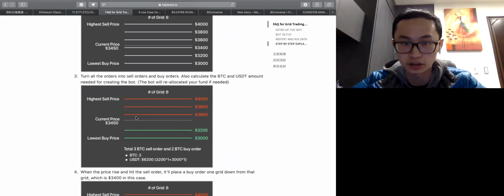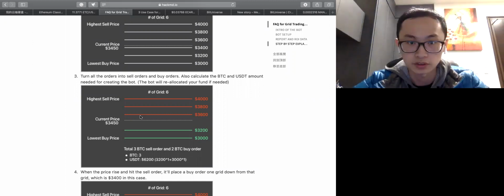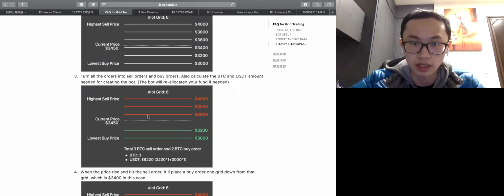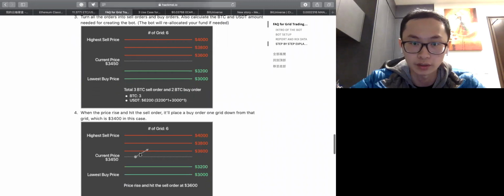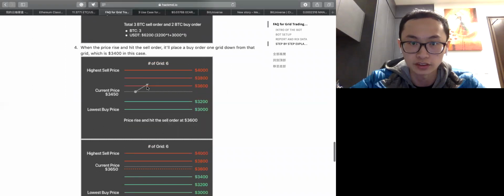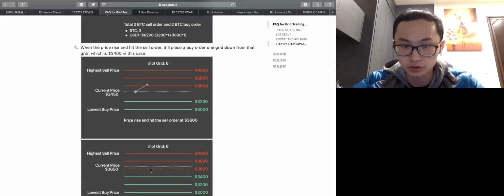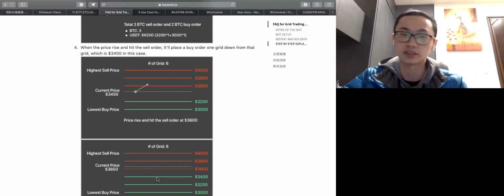So that means if, let's say, the price pumps and crosses the 3,600 sell order, after the order is executed, the bot will place another buy order just below this 3,600. So it will place a buy order at 3,400. Which means if the price drops back to, let's say, 3,400, it will have a buy order.